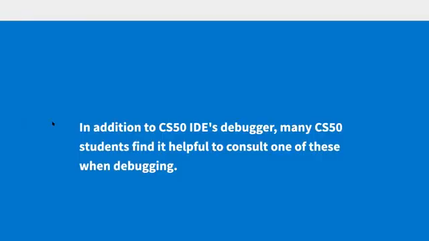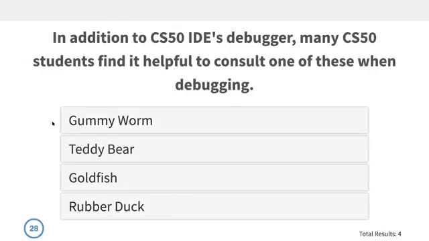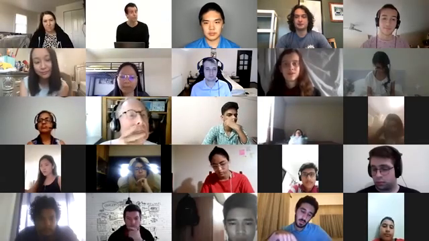So if you've taken CS50x in recent years, you might have a leg up with this one. In addition to CS50 IDE's debugger, many CS50 students find it helpful to consult one of these when debugging. Is it a gummy worm? Is it a teddy bear? Is it a goldfish? Or is it a rubber duck? If you've not taken CS50 in a few years, this is a real question and a real thing these days.